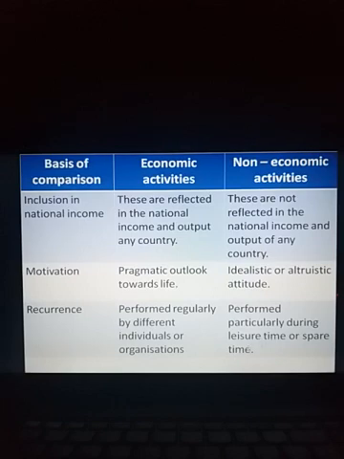So altogether, 6 points of differences we have learned in the form of table. Please try to understand all the 6 points thoroughly. Practice well. You may expect this question in section B for 5 marks. If you have understood economic and non-economic activities, meaning and examples clearly in the previous class, whatever we have discussed, this division or the differences will become quite clear for you. Learn all the 6 points thoroughly, practice well.